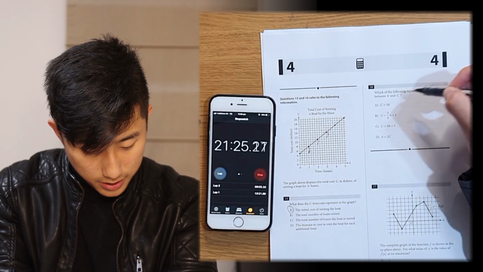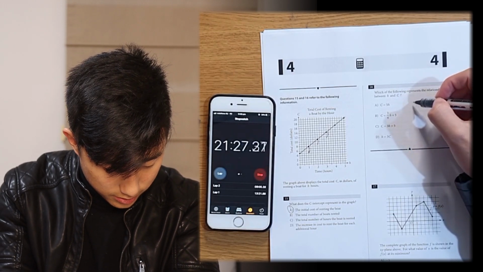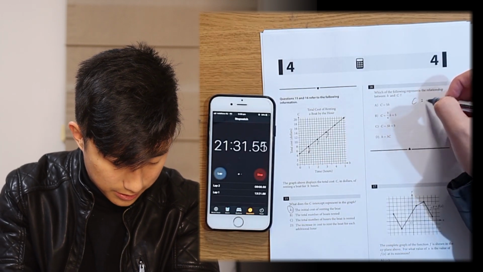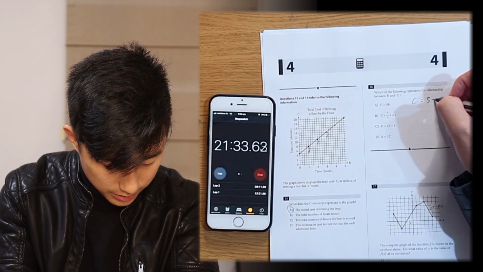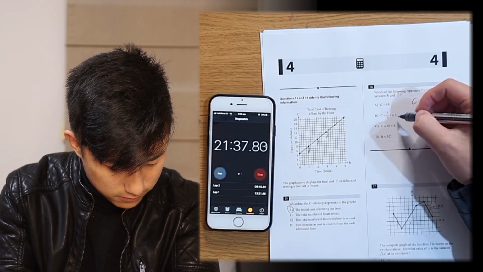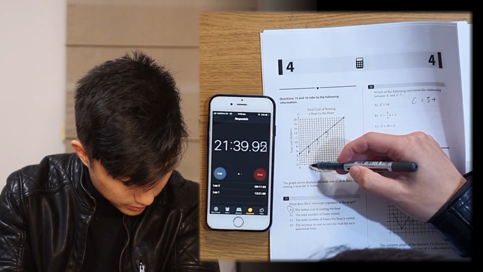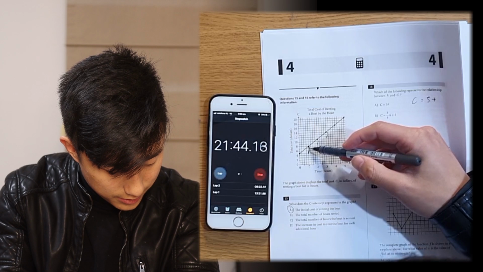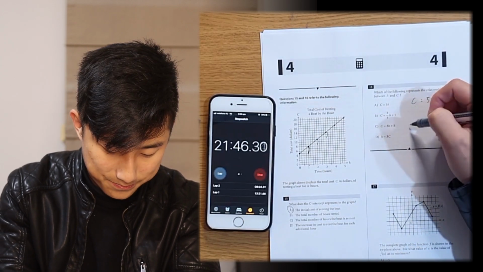Which of the following represents the relationship between H and C? So, well, C is equal to intercept plus gradient times H, so C equals 35 plus, is it 3 or 4 or 3? So for each hour there is a $3 cost, so C.